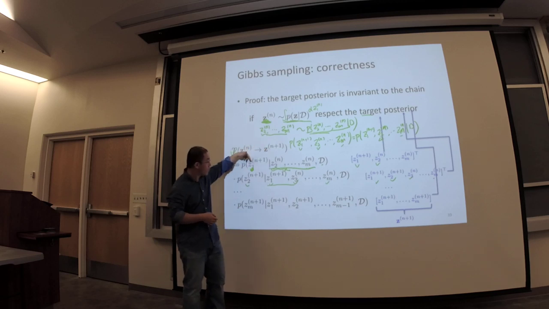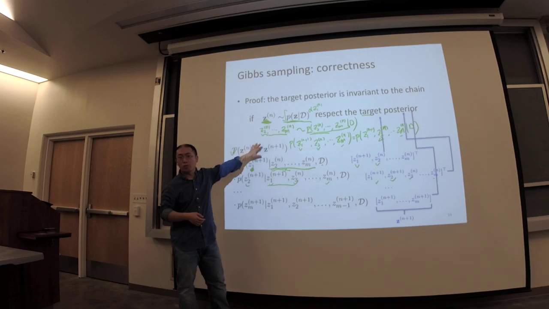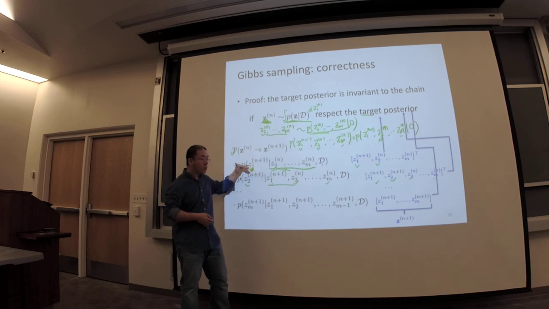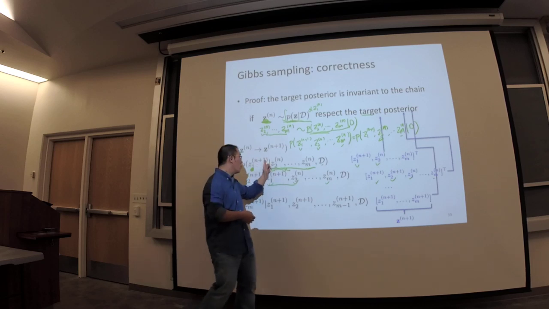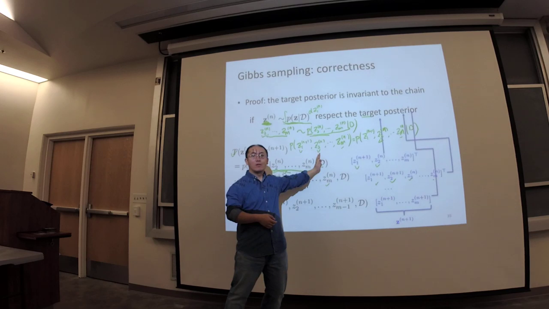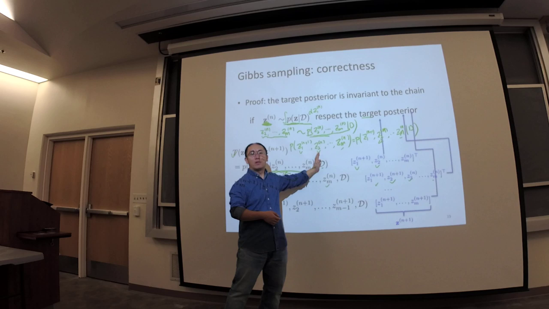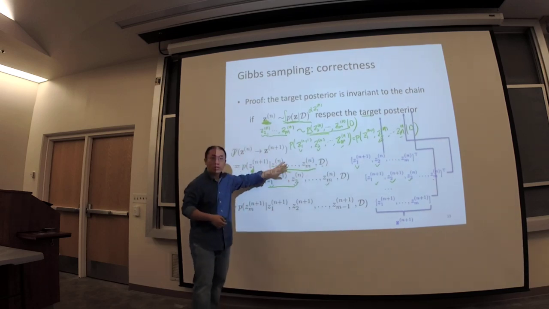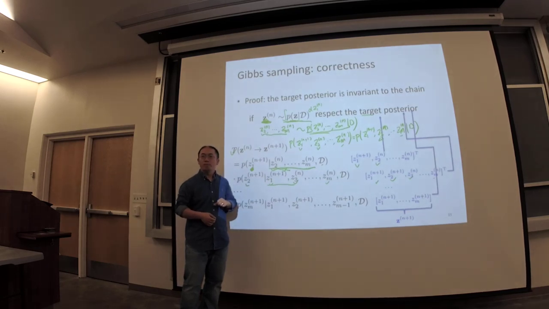Oftentimes you know this conditional posterior, but the joint posterior you are not able to know. That's the key difference, right? We assume that you can always evaluate your conditional posterior. But if you want to move this conditional part to here, you cannot. That's why we use this conditional posterior to approximate the true posterior. So that's the key idea. Does it make sense?